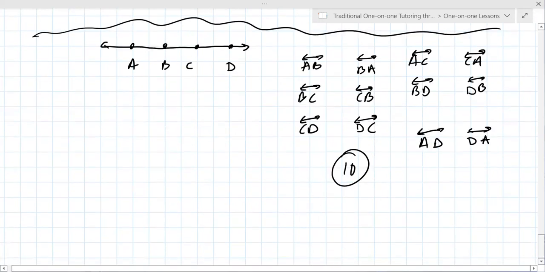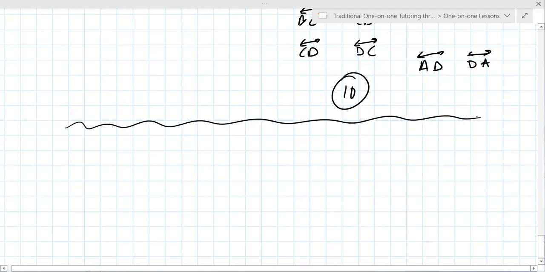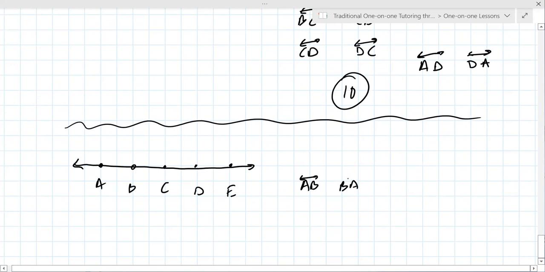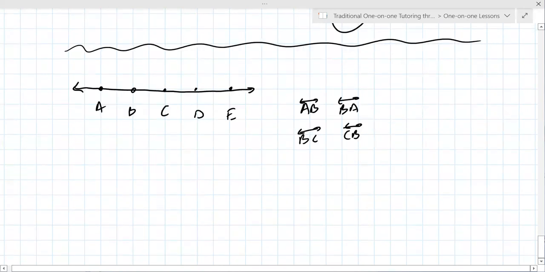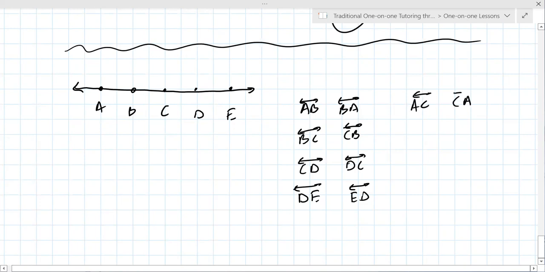Now if we go to 5 points, we're going to go A, B, C, D, and E. A, B, B, A, and then let's do the short ones. So then it would be B, C, C, B. C, D, D, C. D, E, E, D. And then we've got to do the ones of length two. So that would be A, C, C, A. B, D, D, B, and so on. So you end up finding that there are 14 total ones that you could do for this.